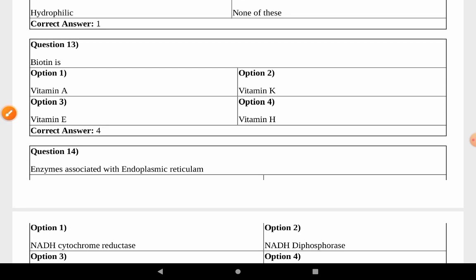Our next question is biotin is option 1 vitamin A, option 2 vitamin K, option 3 vitamin E, option 4 vitamin H. So the correct answer is option 4, biotin is vitamin H.